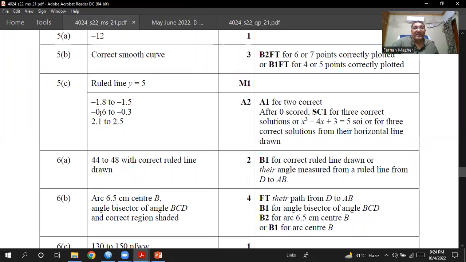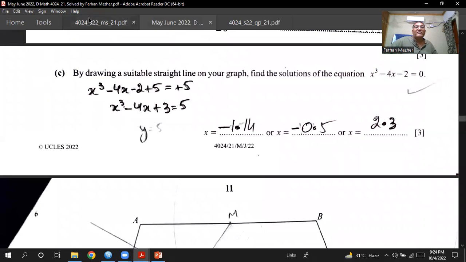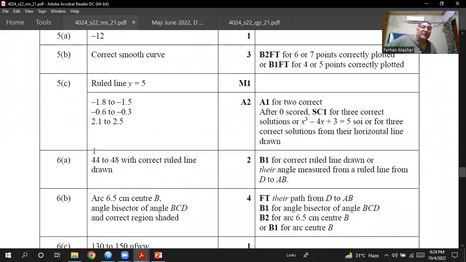Our answer is minus 0.5. He says from minus 0.6 to minus 0.3. And our third answer is 2.3. He says the answer can be from 2.1 to 2.5. So our answers are right.